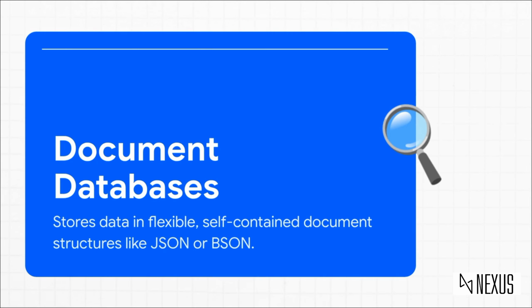Okay, tool number 2. The document database. Now, if the last one was a coat check, think of this one as a high-tech filing cabinet. Each document in the cabinet holds all the information about one thing, like a customer or a blog post. And here's the kicker. Every single document can have its own unique structure. There's no rigid schema. It is flexible by its very nature.